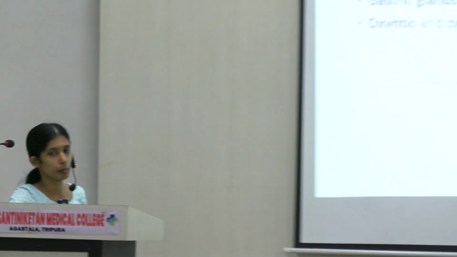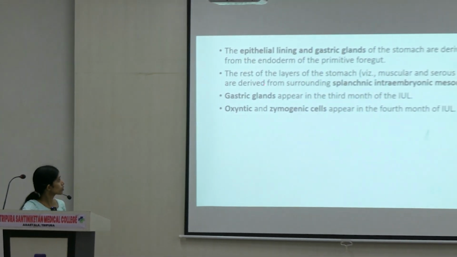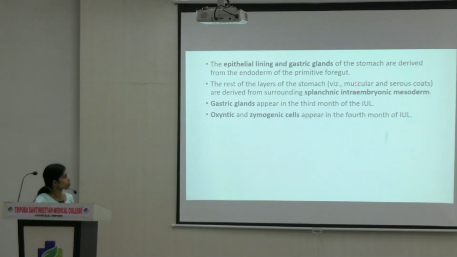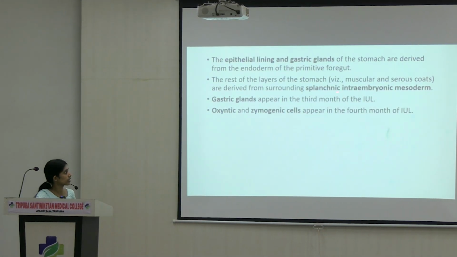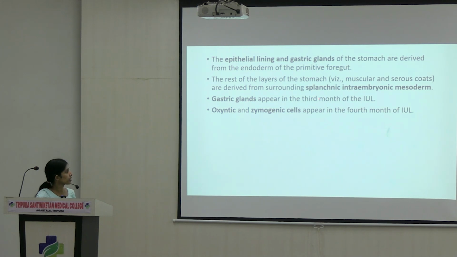See here one more important point. The epithelial lining and also the gastric glands of the stomach are derived from the endoderm of the primitive foregut. The rest of the layers of the stomach, that is muscular layer and serous layer, are derived from surrounding splanchnic intraembryonic mesoderm. Gastric glands appear in the 3rd month of the intrauterine life, whereas the oxyntic and zymogenic cells appear in the 4th month of the intrauterine life.